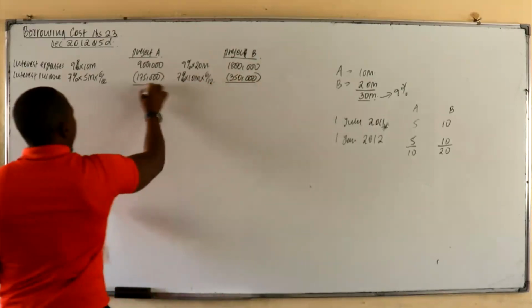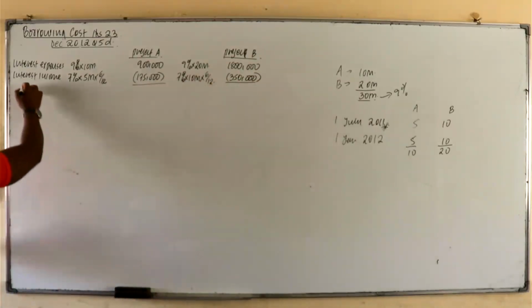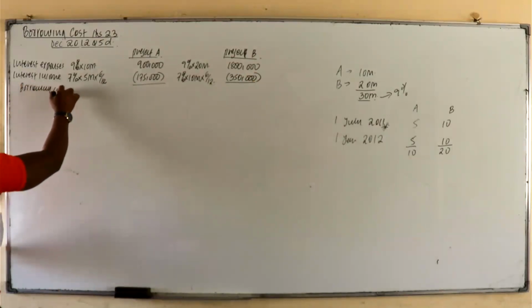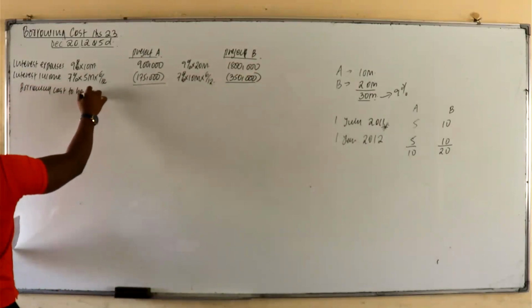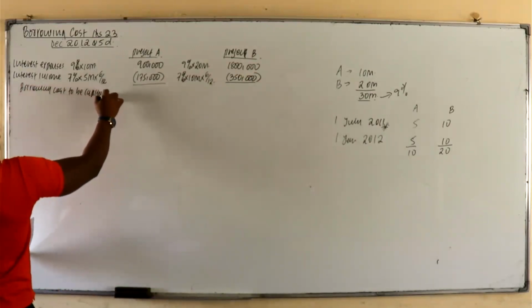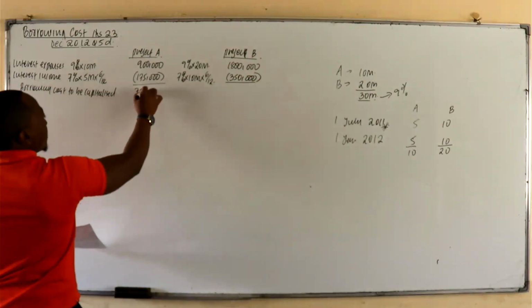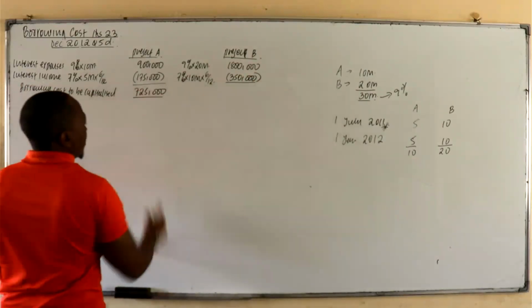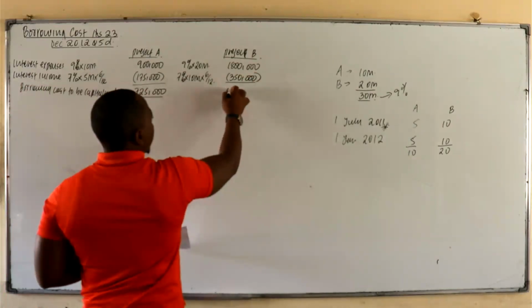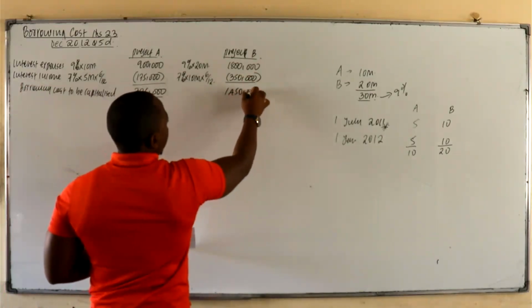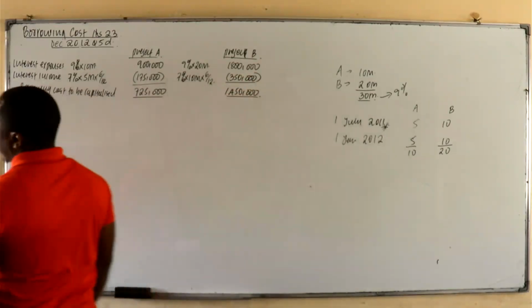And that's now how you get the borrowing cost to be capitalized. Borrowing cost to be capitalized is an amount of 725. And there you get an amount of 1450. Good. As simple as that.